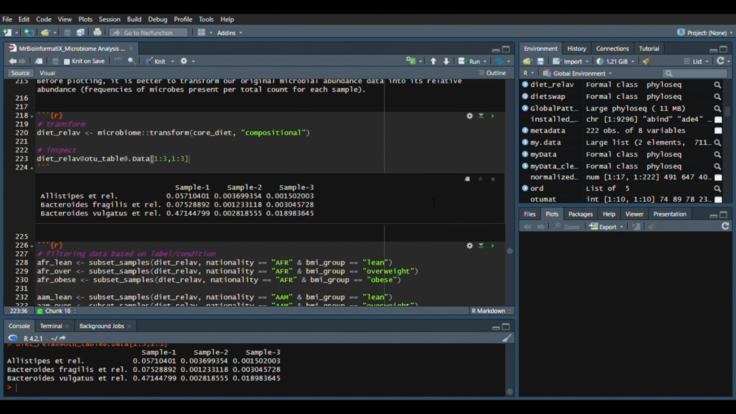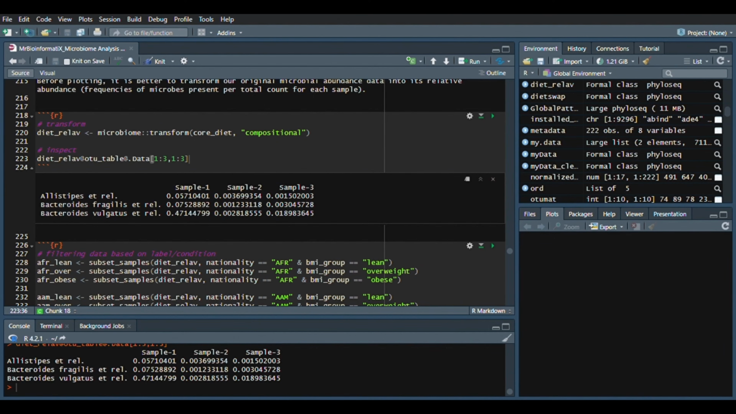Each row lists a specific microbe, for example, Bacteroides fragilis and Bacteroides vulgaris. The number under each sample column indicates the proportion of each microbe within the total microbial community. For example, Bacteroides vulgaris here constitutes about 47.14% of the total microbial community in sample 1, indicating its dominance in that sample. In contrast, Bacteroides fragilis has a much lower presence in other samples, as you can see.